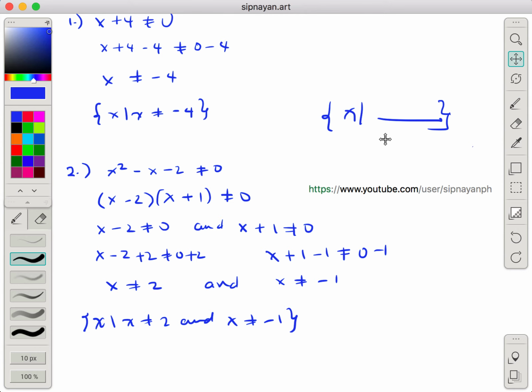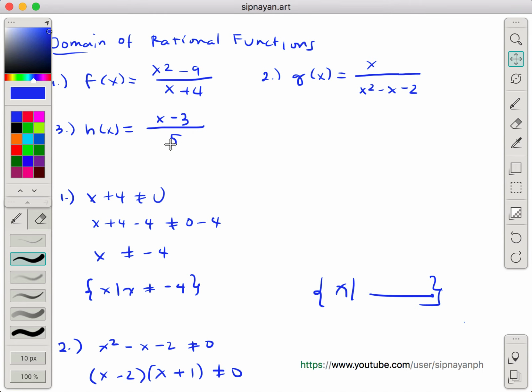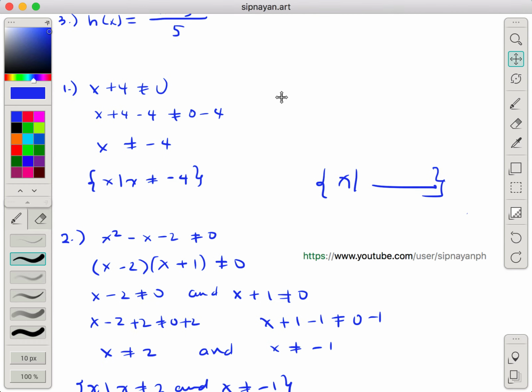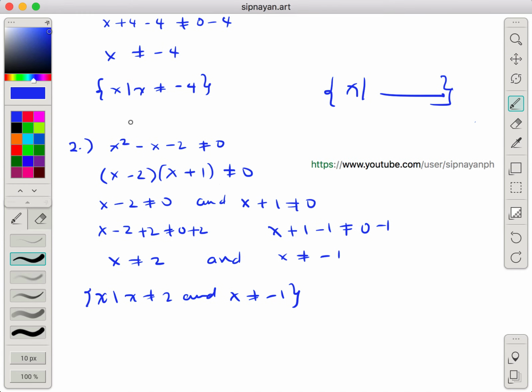So, for number 3, we have ang denominator natin ay 5. So, hindi naman to magiging 0. So, wala siyang restriction, meaning all real numbers yung pwede. Kahit anong lagay mo sa value ng x. Ito lahat ng x except negative 4. Lahat ng x except 2 and negative 1. So number 3, di ba?